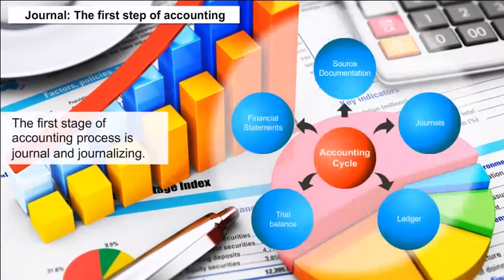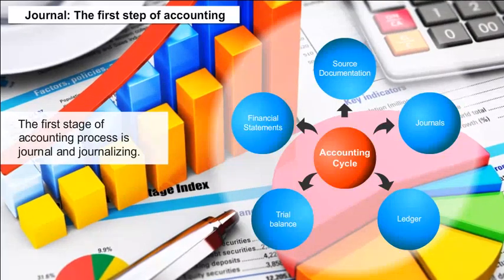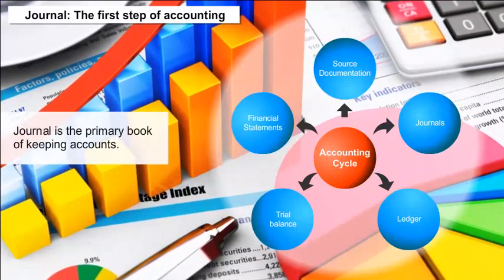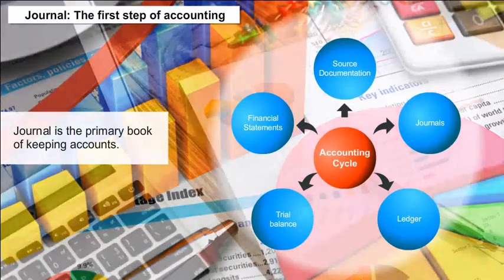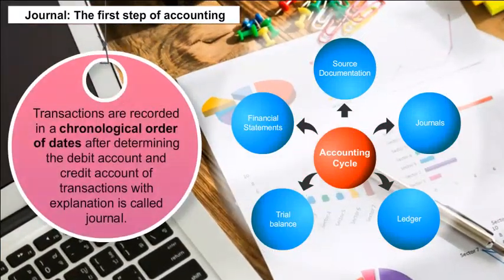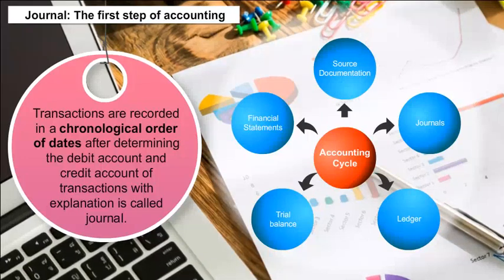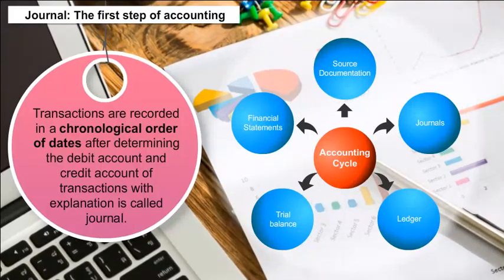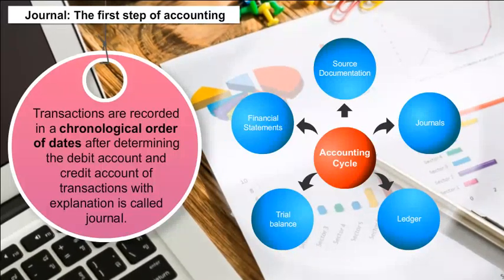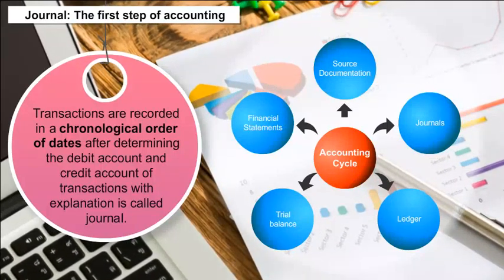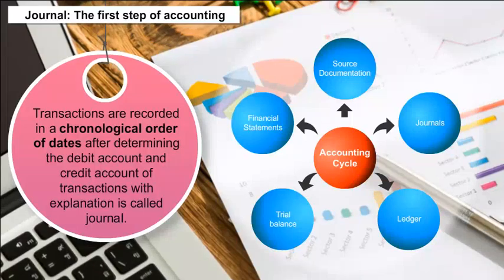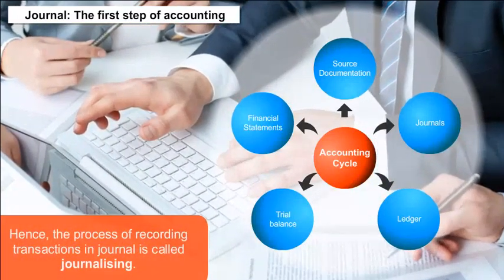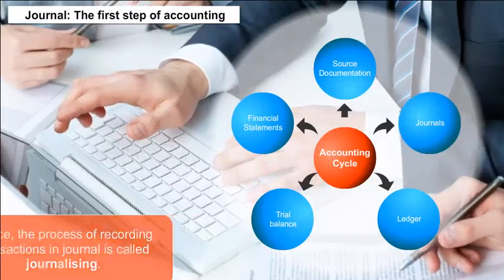The first stage of the accounting process is journal and journalizing. Journal is the primary book of keeping accounts. The book wherein the transactions are recorded in chronological order of dates after determining the debit account and credit account of transactions with explanation is called a journal. Hence, the process of recording transactions in a journal is called journalizing.